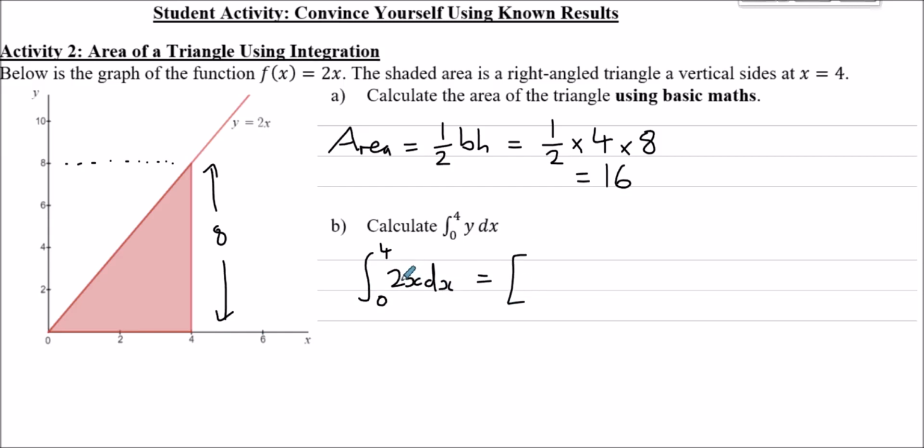so 2x, the x power goes up 1, becomes 2x squared. We then divide by the new power of x, which is 2. So 2x squared divided by 2 just gives us x squared. I'm going to integrate this between the limits 4 and 0. So that's going to be 4 squared minus 0 squared. 4 squared is 16. 0 squared is just 0, so we're just left with 16.